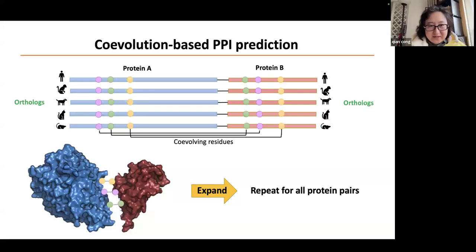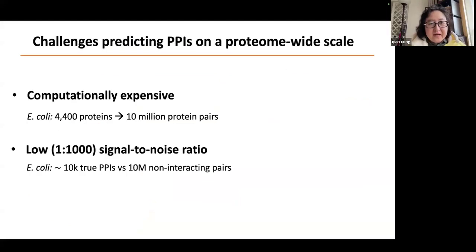We do such calculations on a proteome-wide scale, and convert this protein modeling problem into a problem of trying to predict which proteins in the organism should interact with which proteins. But doing this proteome-wide prediction of protein-protein interactions is not very easy.